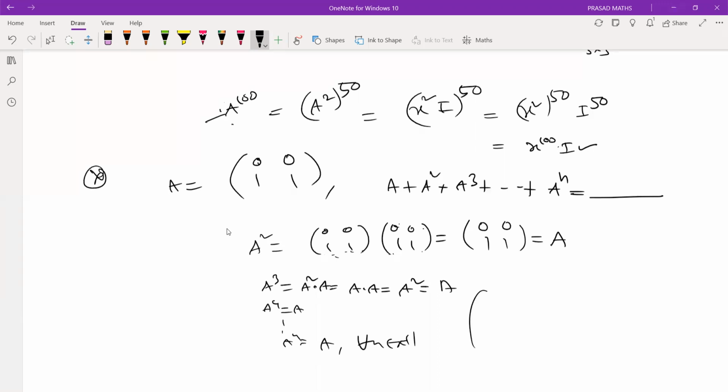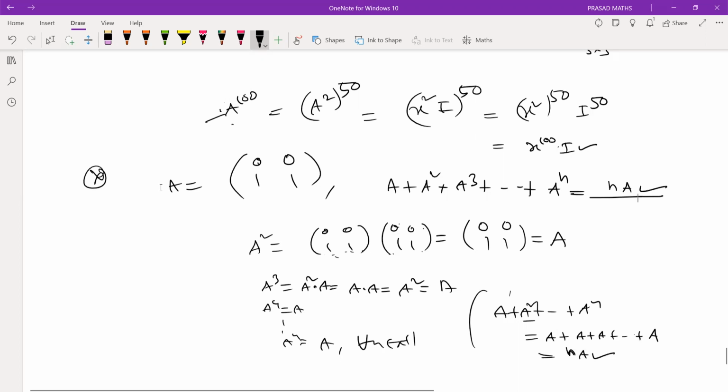Right? So what are you asked to find? You're asked to find A plus A square plus, going on to A power n. But A square is also A, A cube is also A, going on to A power n, which is also A. So how many A's? n A's. So what is our answer? nA.